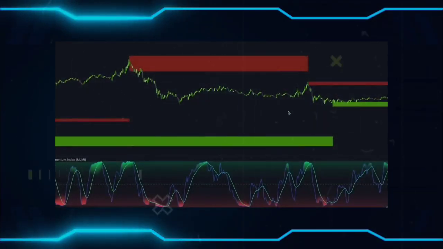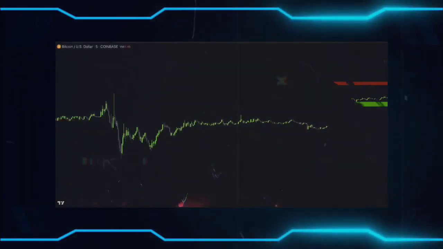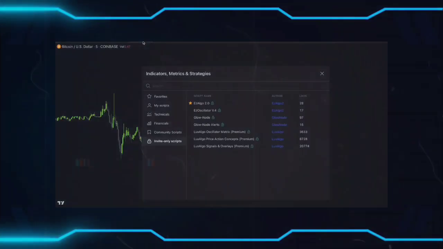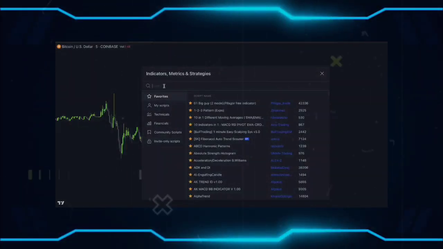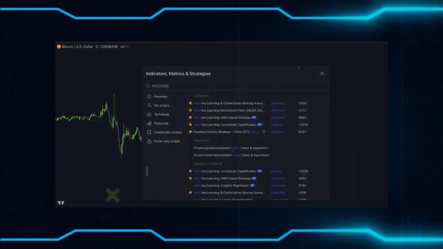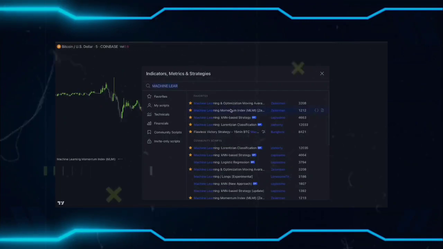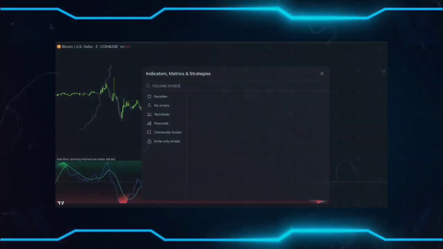Let's return to our trading strategy. In order to build the same setup you see on my screen, you'll need to first open any chart on TradingView and click on the indicators. The first indicator you're going to search for is called the Machine Learning Momentum Index. This tool was published by Zimerman. The second indicator you'll need is called Volume-Based Support and Resistance Zones by Tommy F 1001.